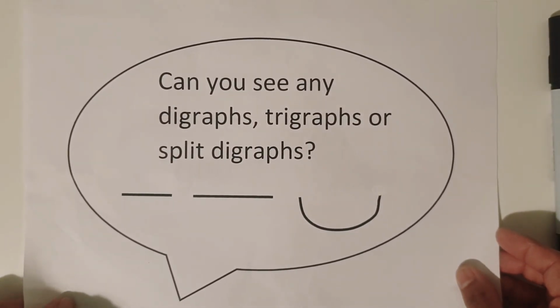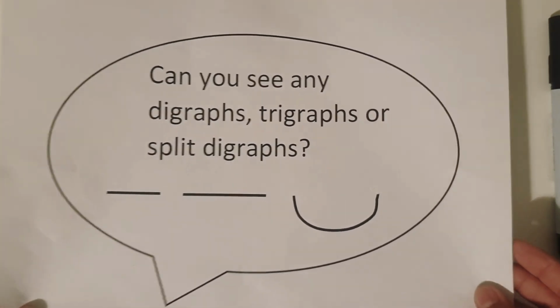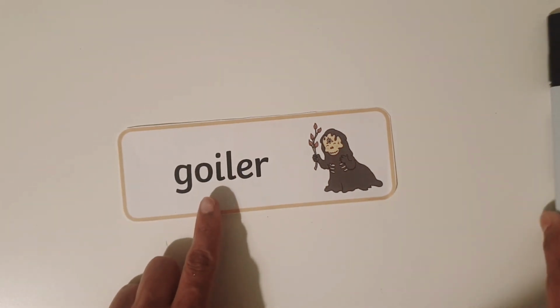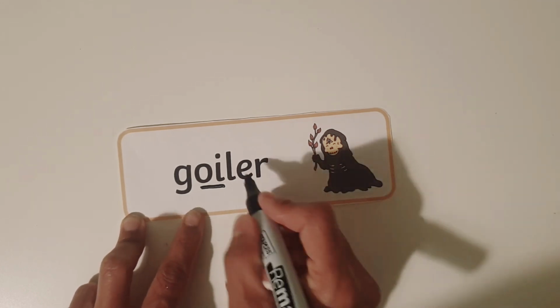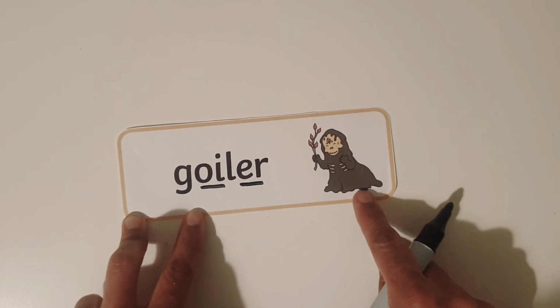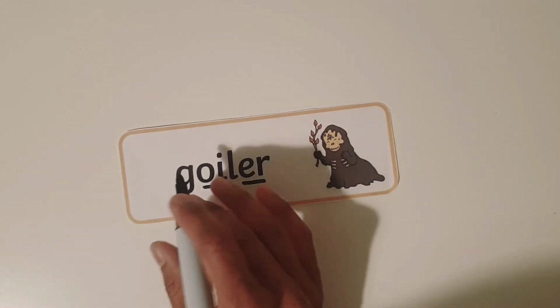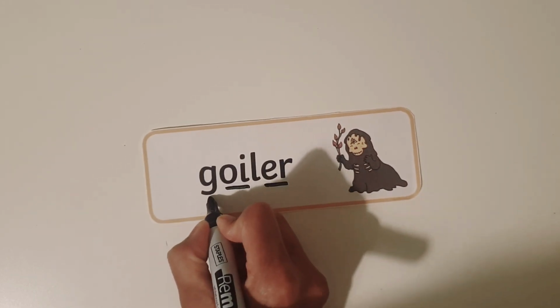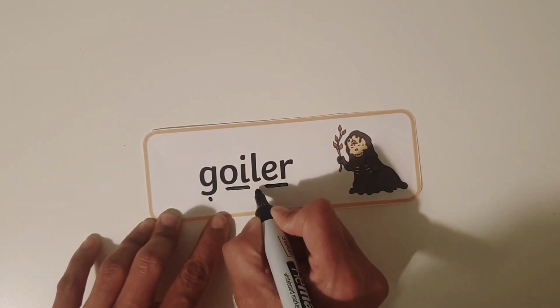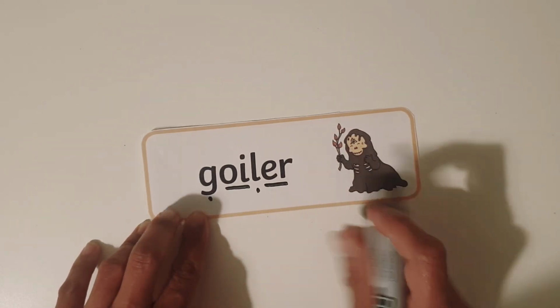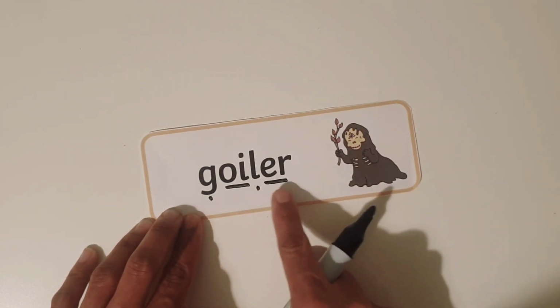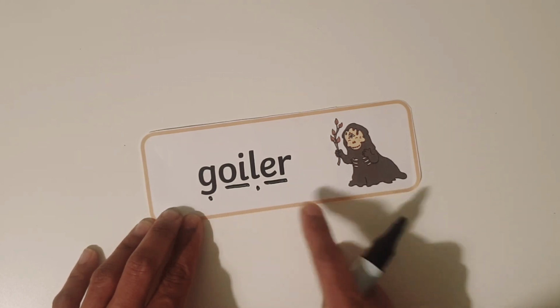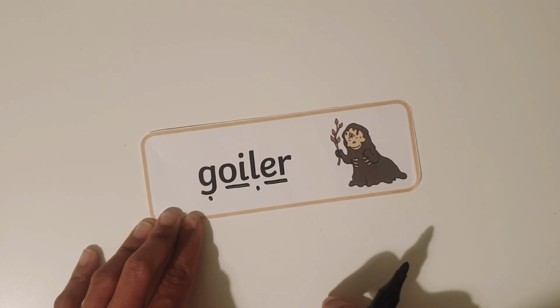Can you see any digraphs, trigraphs or split digraphs? So I can spot a digraph, these two letters working together to make the oi sound. I can spot another digraph. There are no more, which means these are my simple sound buttons that I can add. So now I'm ready to blend the word together. G-oiler, g-oiler, goiler. That is an alien word. I've never heard of that before. It's total nonsense.